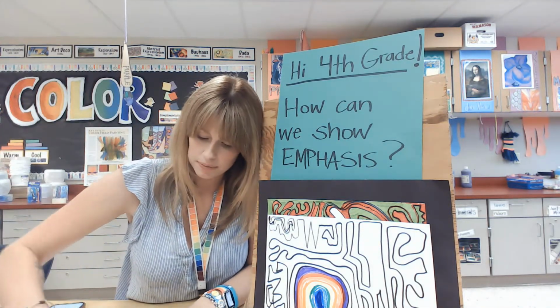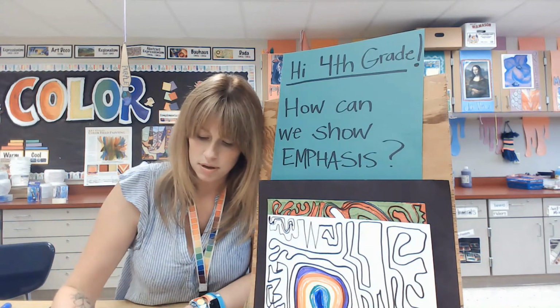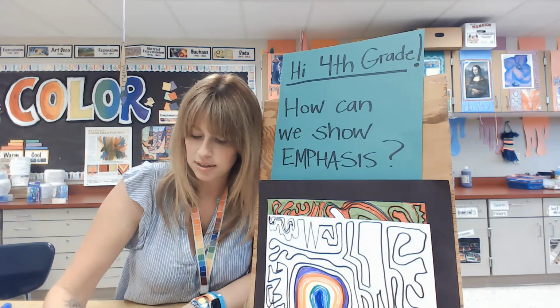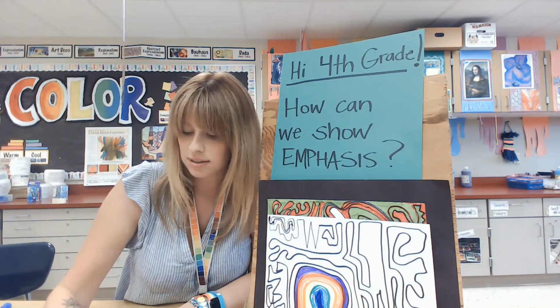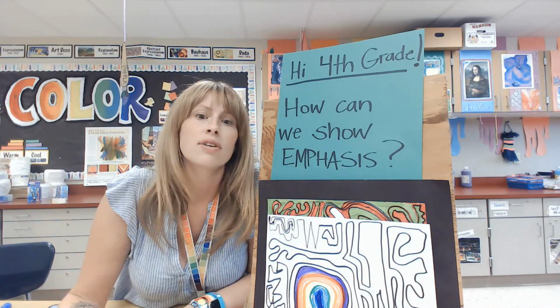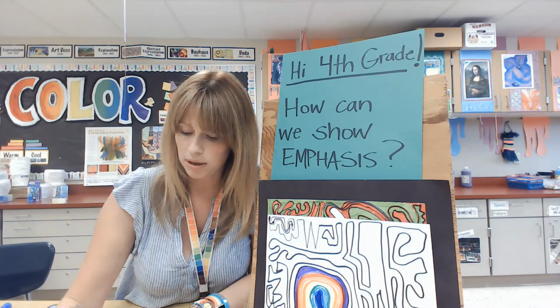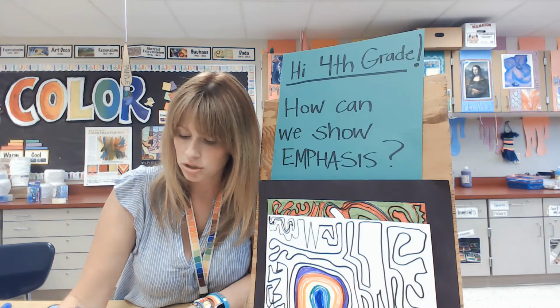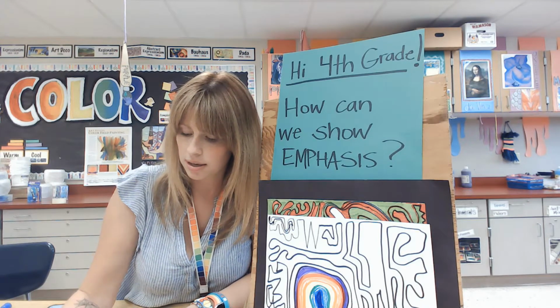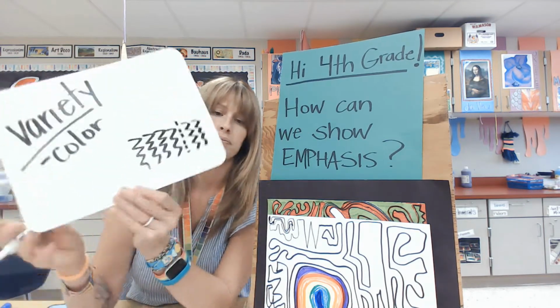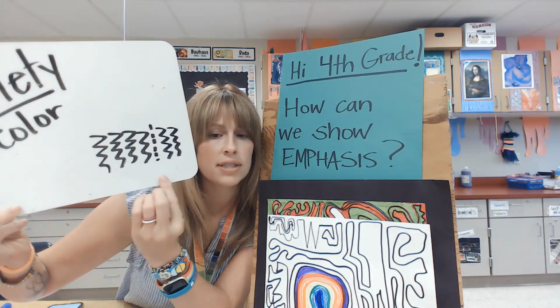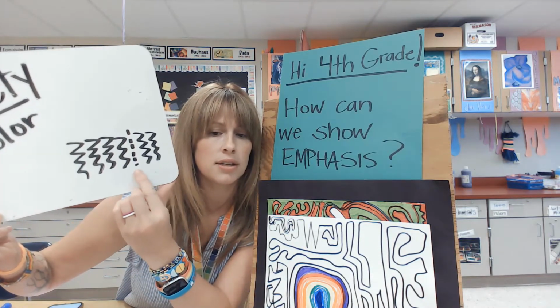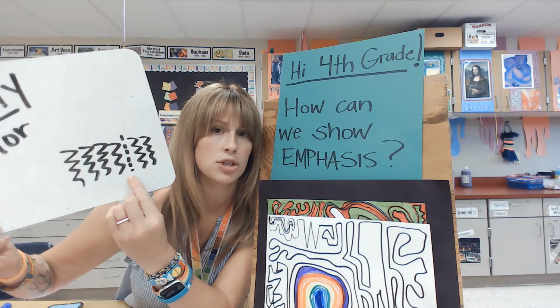Let's try it with line type. I could do it with zigzag, zigzag, zigzag, zigzag. So my area of emphasis would be where I kind of switch that up. So maybe I'm going to do a dashed line. Dash, dash, dash, dash, dash, dash. Zigzag, zigzag. My area of emphasis is the part that's different. It's the part that stands out in my picture.